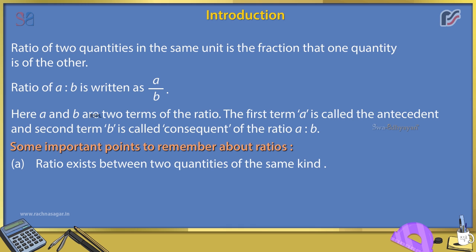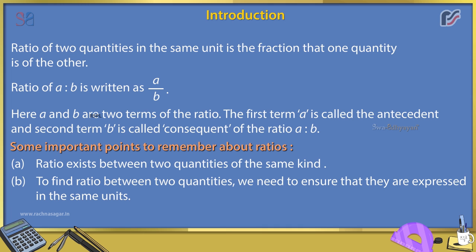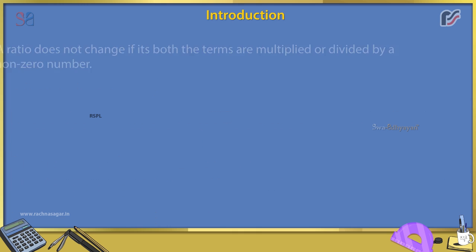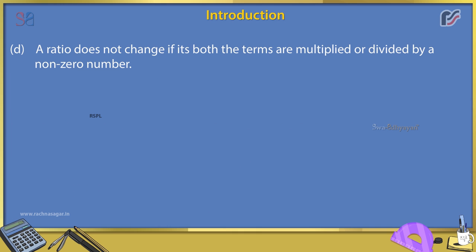Some important points to remember about ratios. A. Ratio exists between two quantities of the same kind. B. To find the ratio between two quantities, we need to ensure that they are expressed in the same units. C. Ratio, being a fraction, has no units. D. A ratio does not change if both the terms are multiplied or divided by a non-zero number. E. If the terms of a ratio are interchanged, then A is to B is not equal to B is to A.